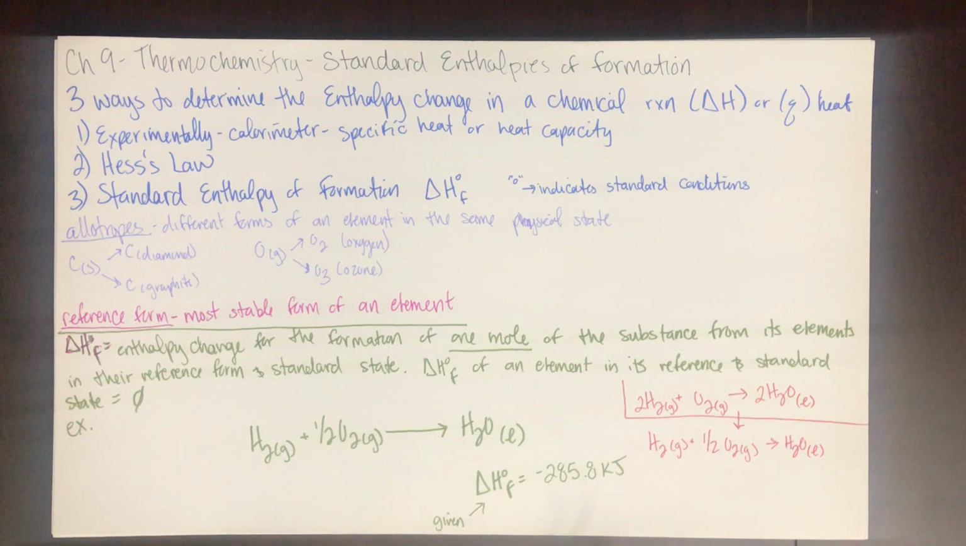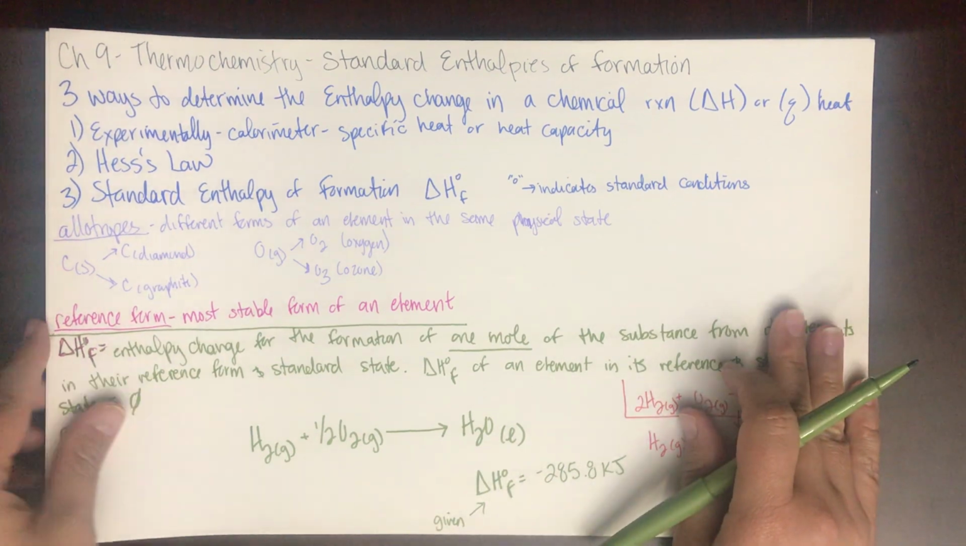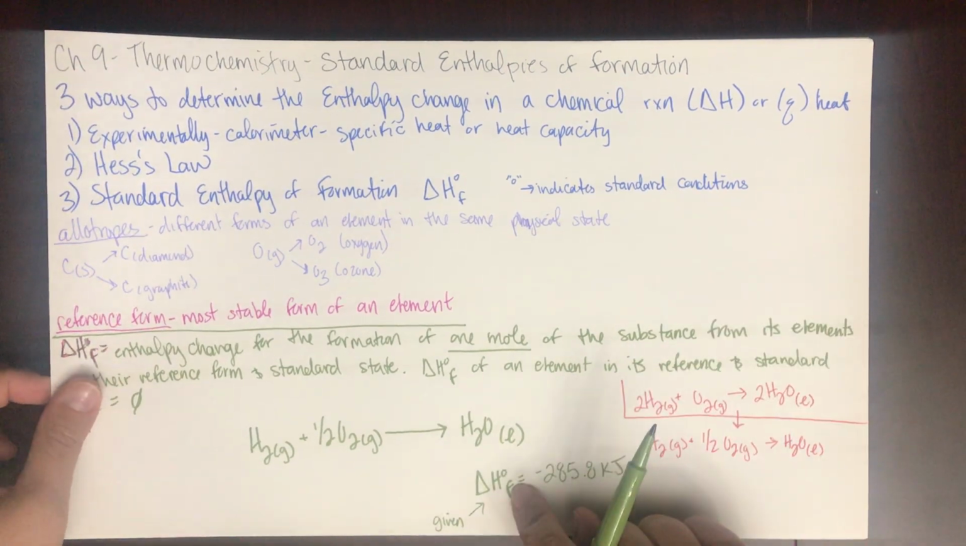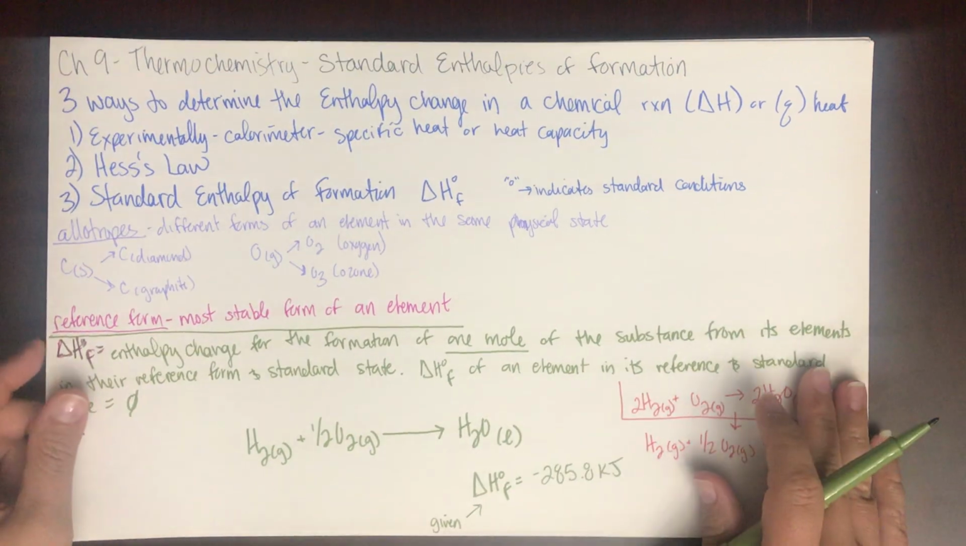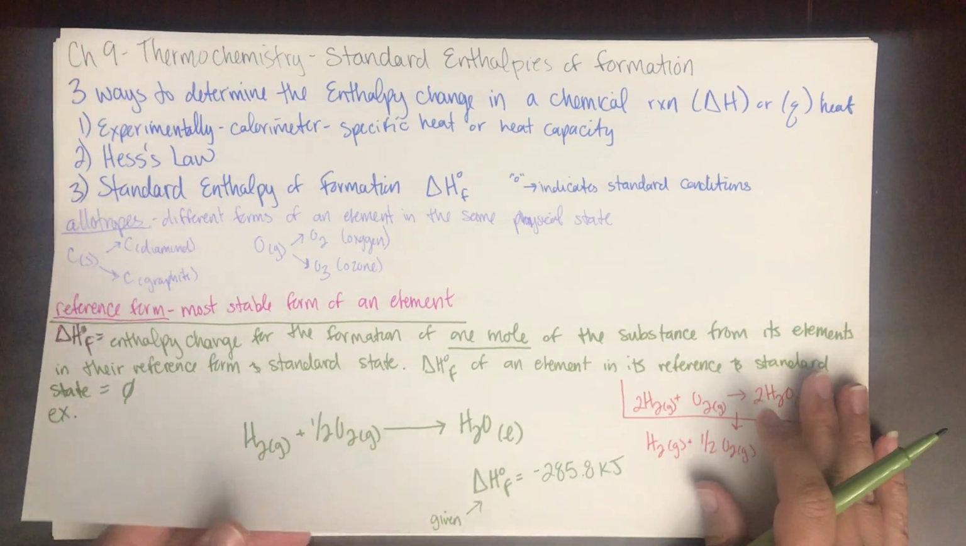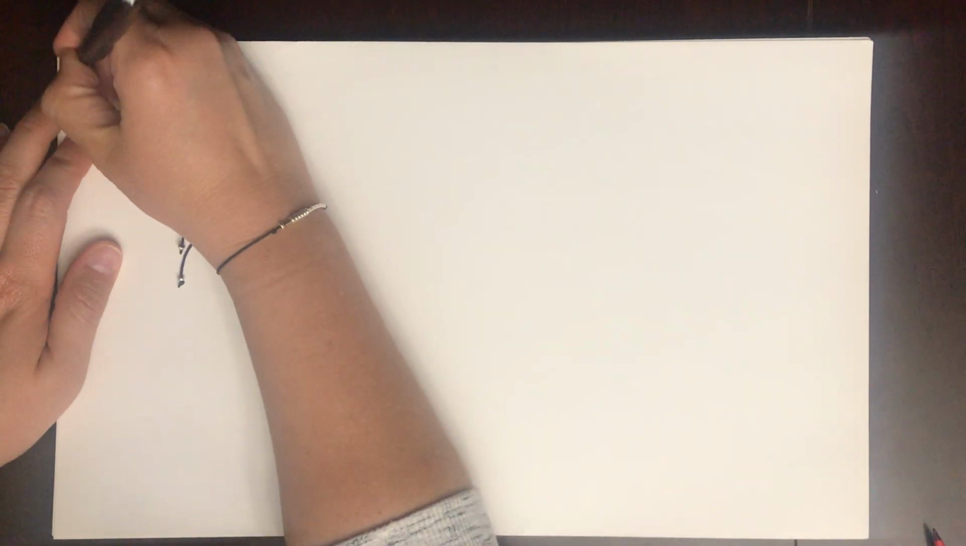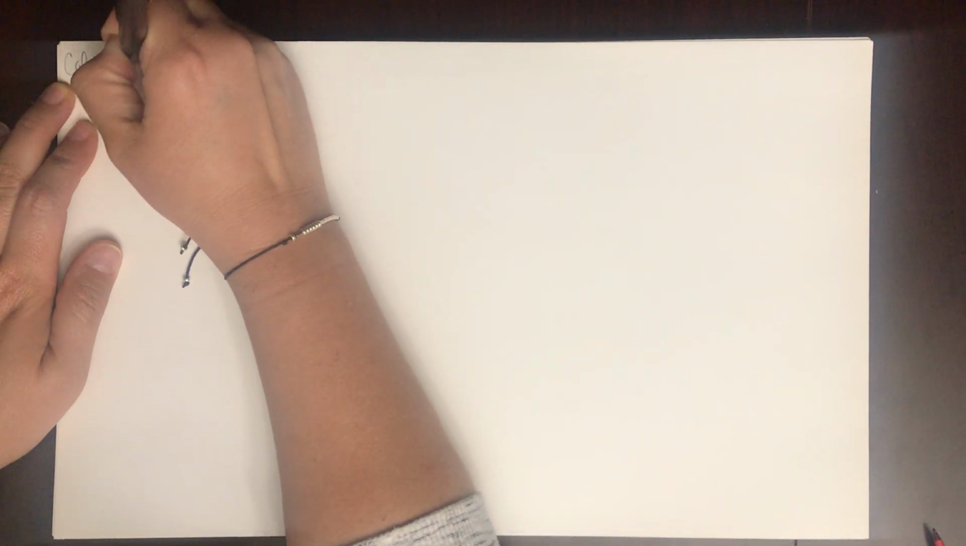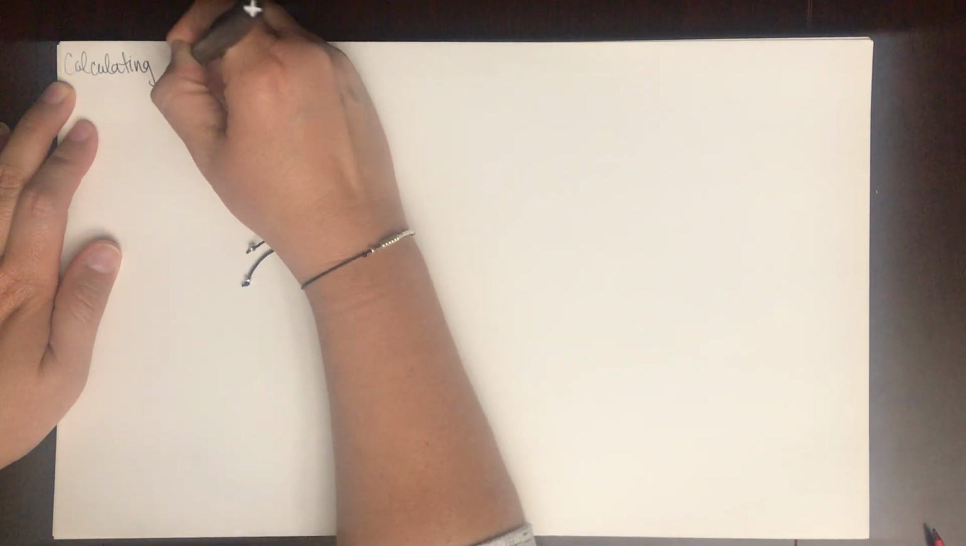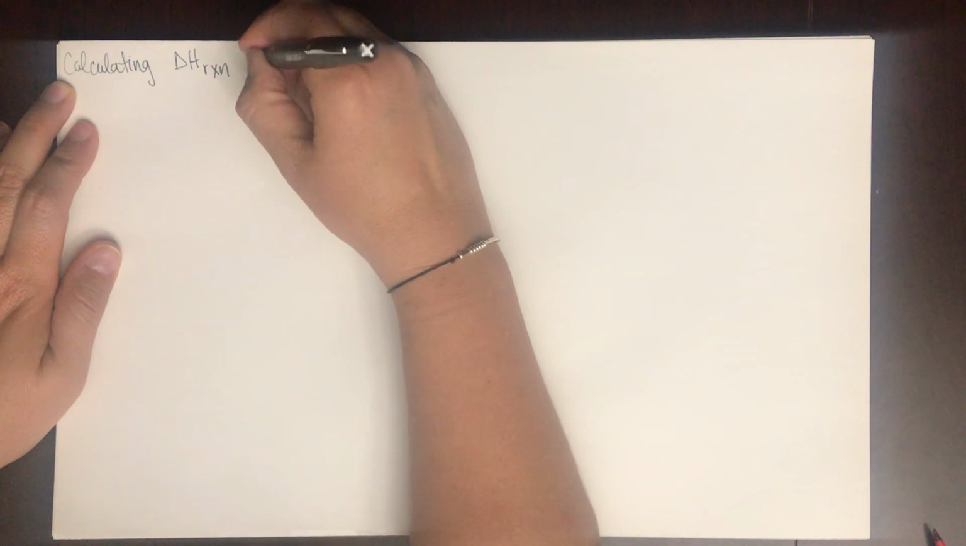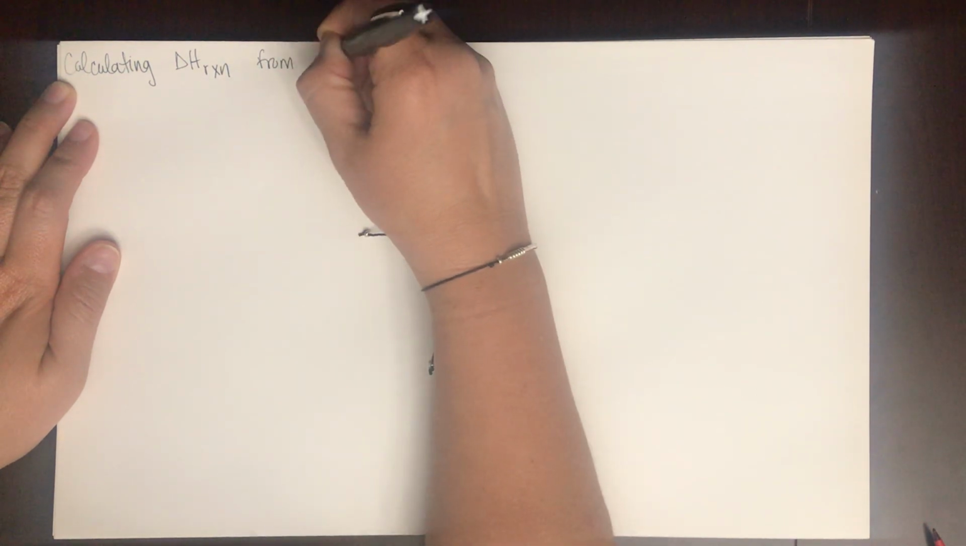So we can calculate the standard enthalpy of the reaction using the standard enthalpy of formation of everything in the reaction. So I'm going to do that on the next page. So calculating delta H of the reaction from delta H of formation.